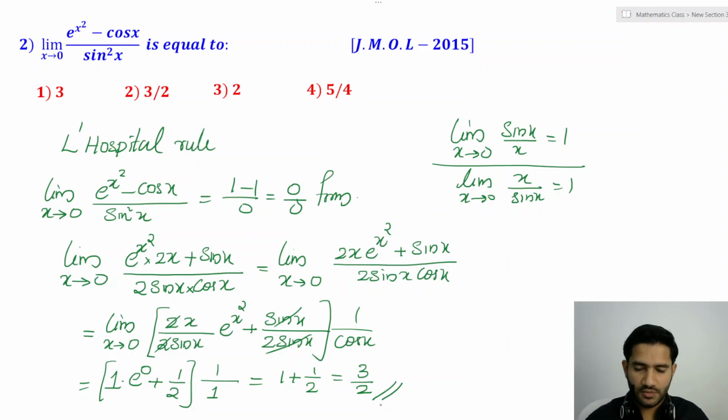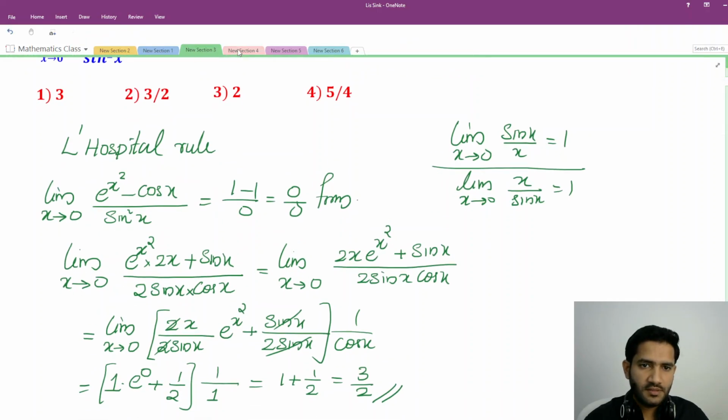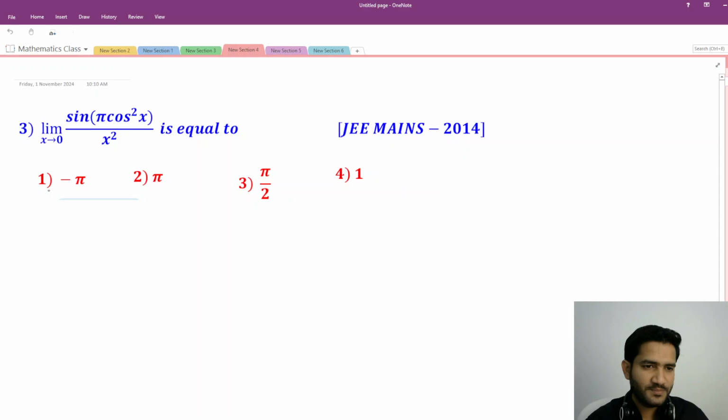Okay, we have used the L'Hopital rule. Next one: the limit of sine of pi cos square x by x square is equal to... we want to find the limit of this function as x tends to 0. This is also a trigonometric function, so we want to use a standard result.